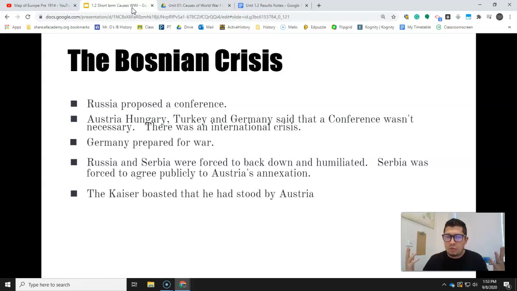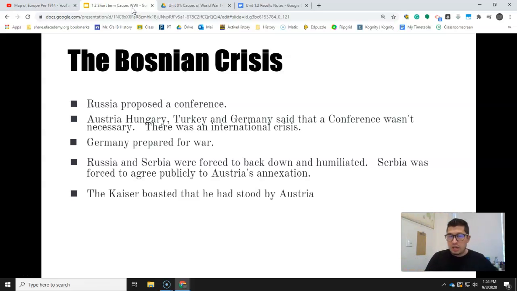So Russia's going to be like, whoa, this is our backyard. You can't just come in and take territory without really asking us, or at least giving us something in return. So Russia proposed a conference to talk about this, and Austria said, nah, we're good. We're not going to go to a conference. We took it. Deal with it. Germany, Russia then says, hey, Austria, that's not really the way it works. And Germany is going to start to prepare for war and say, hey, Russia, if you want to mess with our friend Austria, we're going to mess with you, and we've got a military. We have a lot to mess with.